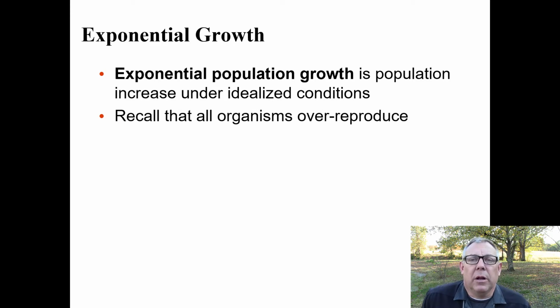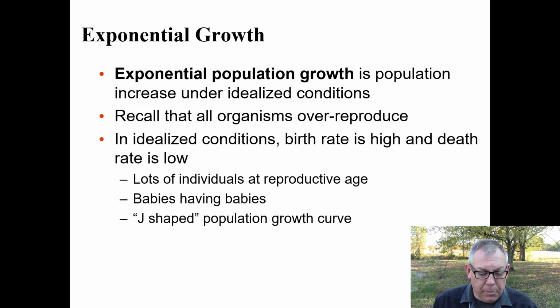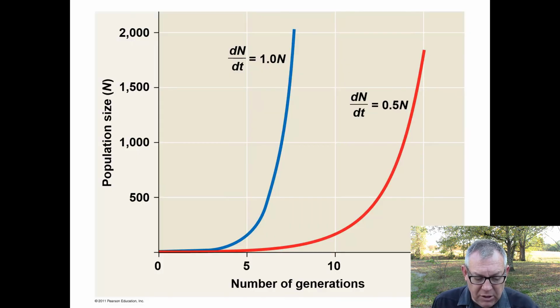Relate this back to what we talked about earlier. We said one of Darwin's key observations was that all organisms over-reproduce, right? If you look at any organism on the planet, it produces more babies than you expect to survive. And so consequently, if you have unlimited resources, you're going to have all those babies that do survive, and then they're going to have babies. That's going to lead to exponential growth. The birth rate's going to be extremely high. The death rate's going to be very low. You're going to have lots of individuals at that reproductive age. So your babies are going to start having babies, and they're going to start having babies. And so you get J-shaped population growth, or exponential population growth.